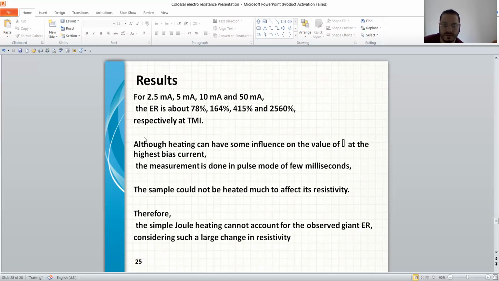I think it's the last slide, with all of these amounts of current number 2, the electronic resistivity equals all of these amounts, respectively, at the isolating material temperature. Although heating can have some influence on the value of the resistivity at the highest biased current, the measurement is done in a pulse mode of a few milliseconds, so the sample couldn't be heated much to affect its resistivity. Therefore, simple Joule heating can't account for the observed giant electronic resistivity, considering such a large change in resistivity.